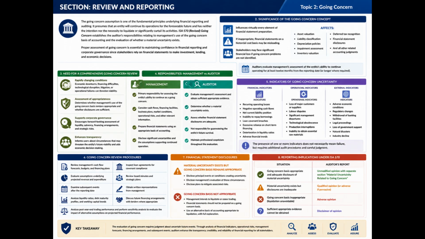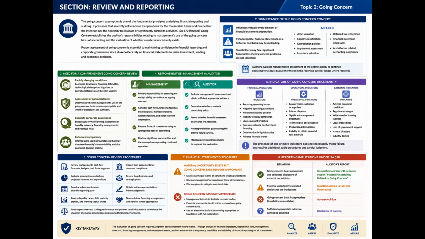A comprehensive going concern review is necessary because business conditions can change rapidly due to economic downturns, financing difficulties, technological disruption, litigation, or operational failures. The review enables auditors to determine whether management's use of the going concern basis remains appropriate and whether sufficient disclosures have been made regarding significant uncertainties affecting future operations.